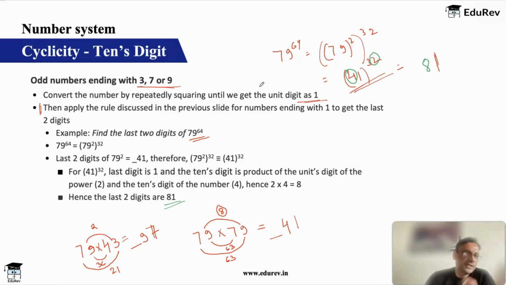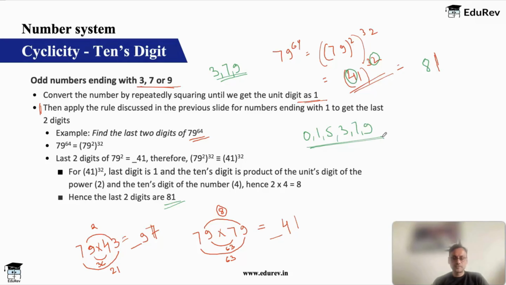So this is something that you're going to apply for any number ending with 3 or 7 or 9. Finally, they will give you 1, right? 3 to the fourth power will give you 1, 7 to the fourth power will give you 1, 9 to the second power will give you 1. So for 3 and 7 you might have to go up to the fourth power, for 9 you'll have to go to the second power. And once you get 1, then you know what to do. So 0 we have learned, 1 we have learned, 5 we have learned, 3, 7 and 9 we have learned. So all the odd numbers are done, right?